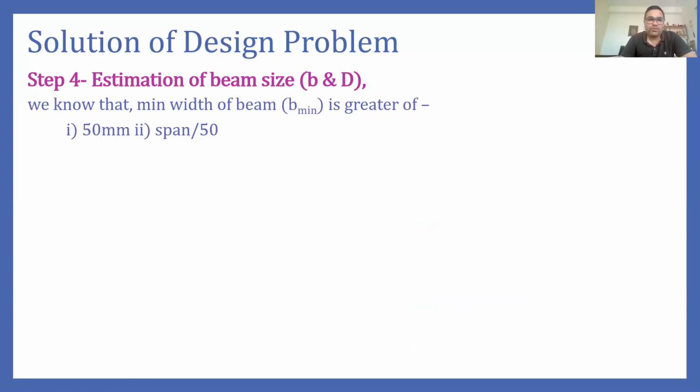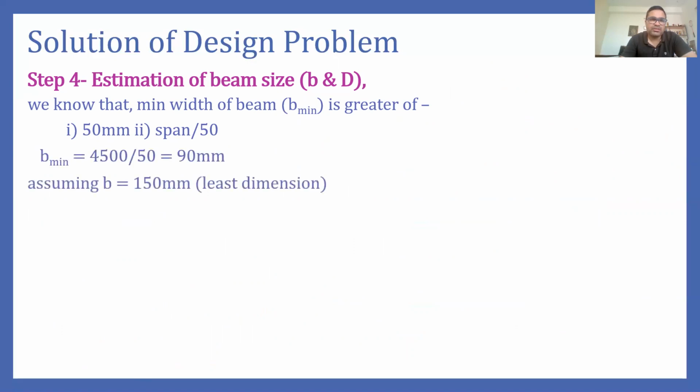To be on the safer side, we will take the higher value. So here we will assume B as 150 mm. As per IS code recommendations, we have assumed the value of B in multiples of 50. This is actually the least dimension of the beam. Generally, the minimum dimension of beam is taken as 150 mm in normal practice. So here we are assuming the minimum beam width as 150 mm.